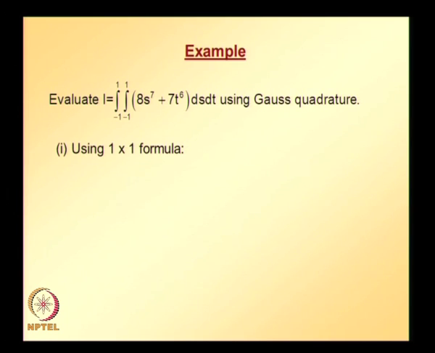So, using 1 by 1 integration formula, for 1 by 1 integration we need to evaluate function at s is equal to 0, t is equal to 0 and multiply with weight 4. Function evaluated at s is equal to 0, t is equal to 0 turns out to be 0 and the weight is 4. So, 4 times 0 is 0. So, the estimate of this integral using 1 by 1 formula is 0.